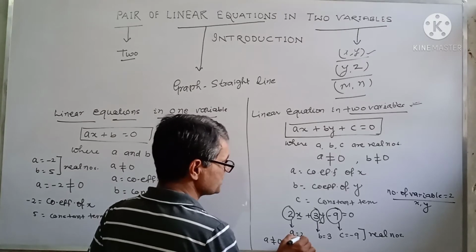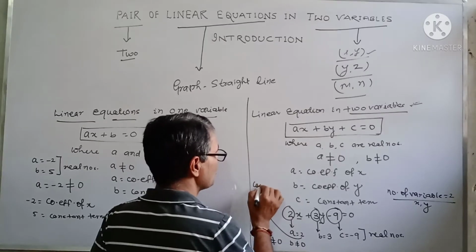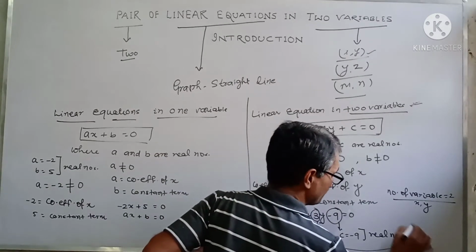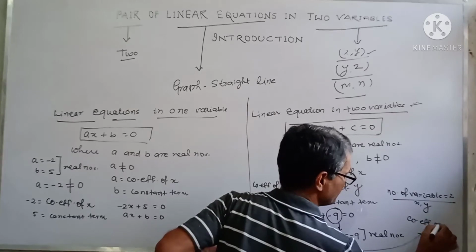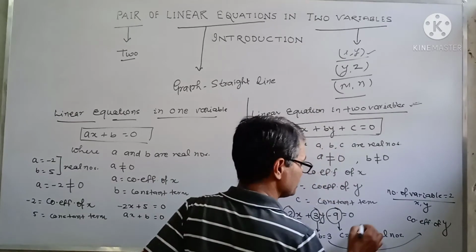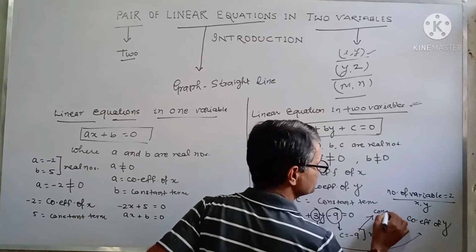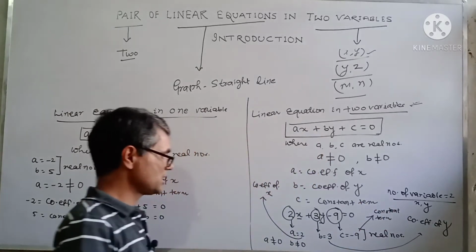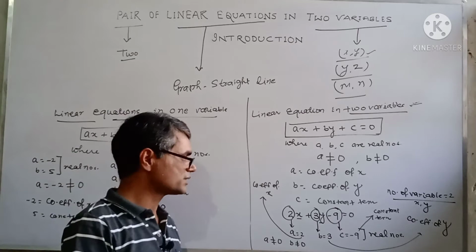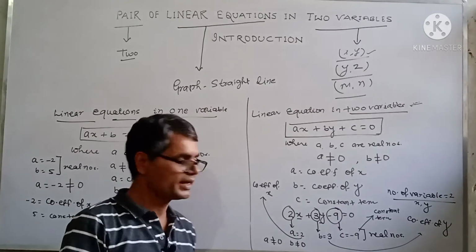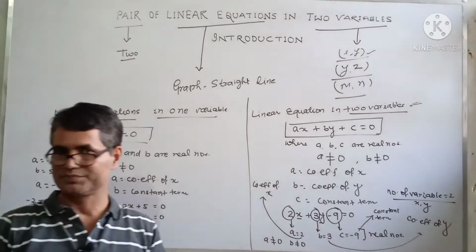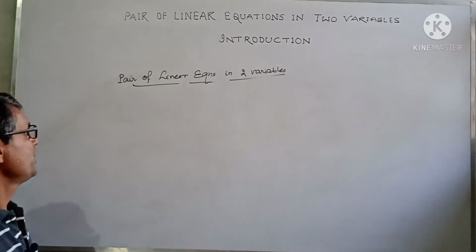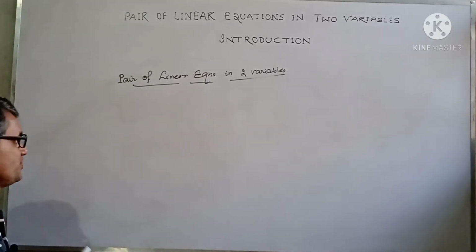That means you may say, what is 2? Coefficient of x. What is 3? Coefficient of y. And what is minus 9? This is the constant term. Hence, in this equation, 2 is the coefficient of x, 3 is the coefficient of y, and minus 9 is the constant term. Here are linear equations in two variables.